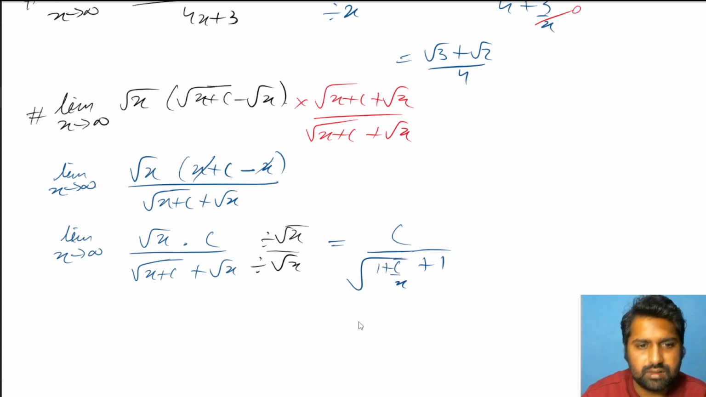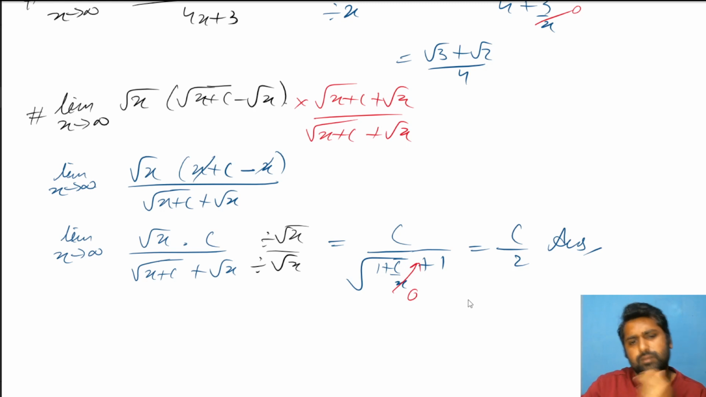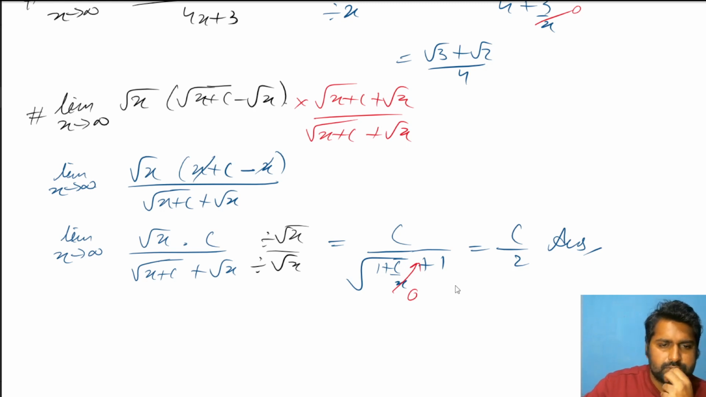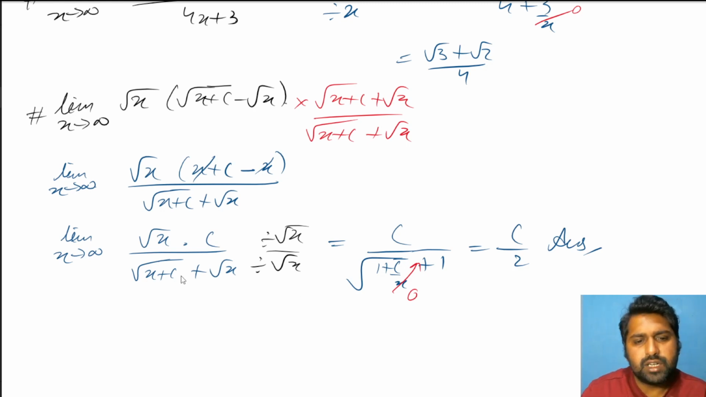So again use the idea, 0. What do we get? C by 1 plus 1, 2. So c by 2 is the answer. Each term, remember, if multiple terms are there, each term will be divided by root x, the first one as well as the second one.